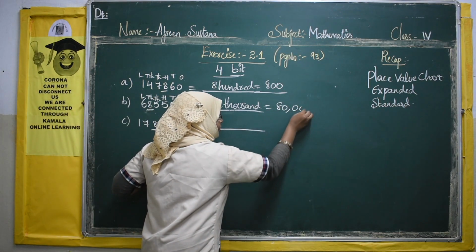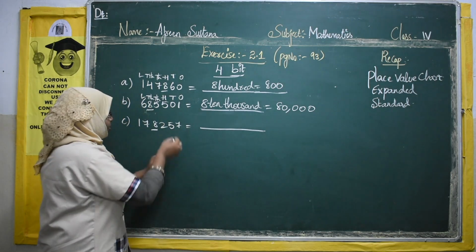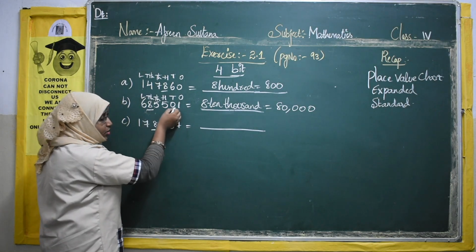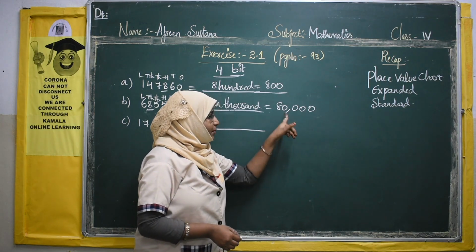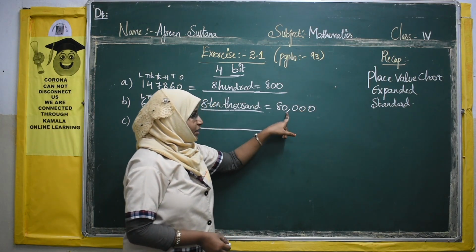80,000. How many digits are there? Before 8 there are only 4. So before 8 there are 4 digits. But how will we place them? After 3 digits we will place a comma. So after 3 digits I am placing a comma here.